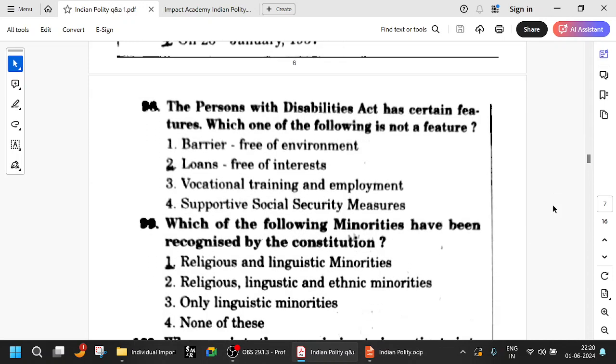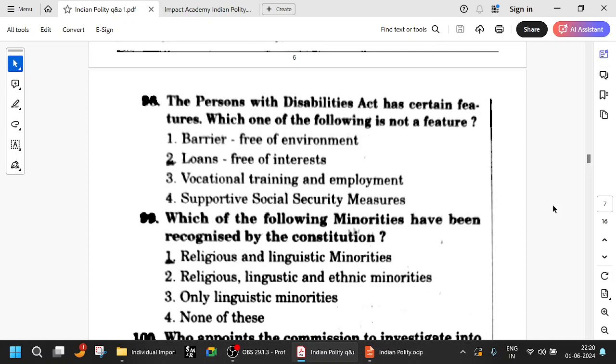So the Persons with Disabilities Act has certain features. Which one of the following is not a feature? So the PWD Act, the Persons with Disability Act. The features are barrier-free environment, vocational training and employment, supportive social security measures. So all these are there. There is no provision for loans free of interest. That is not there for the Persons with Disability Act.